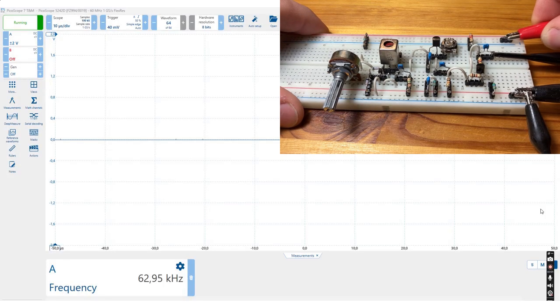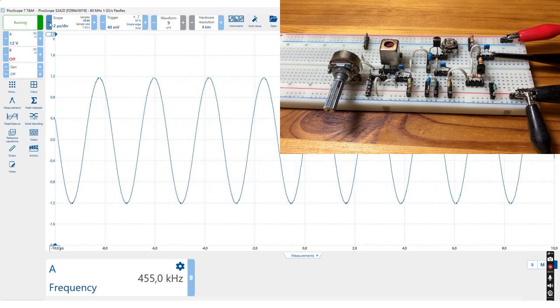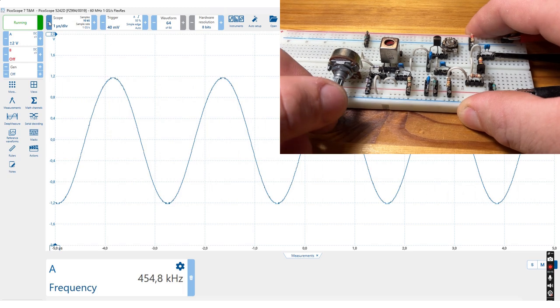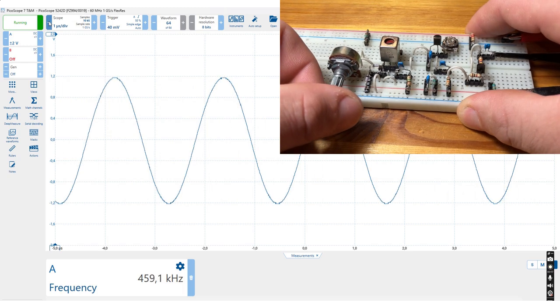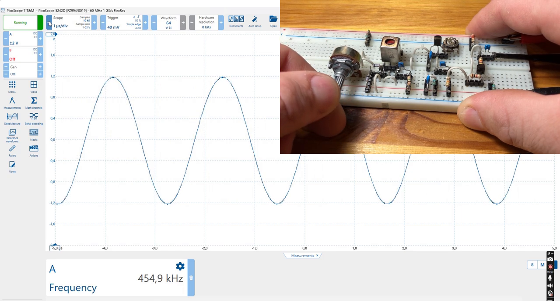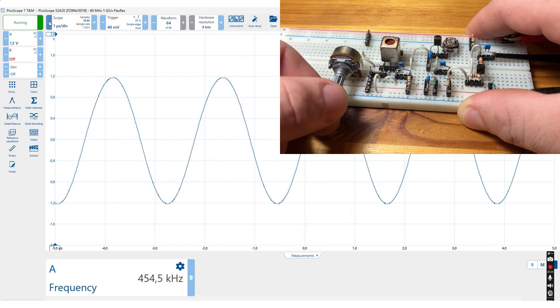Let's take a look at the operation of the circuit. I turn it on and the oscillator starts running. As you can see, the frequency is about 455 kHz. I'm zooming out. It's really a sine wave. Now I'm adjusting the potentiometer right and left to change the frequency. You can see the frequency changing in the measurement section below. This circuit can tune the frequency up and down by 5 kHz. I'm tuning it back to the 455 kHz.